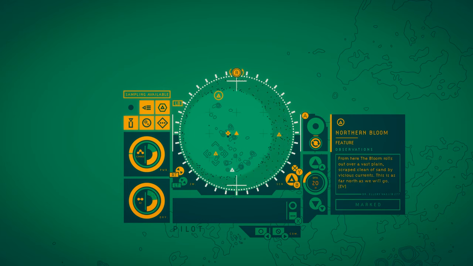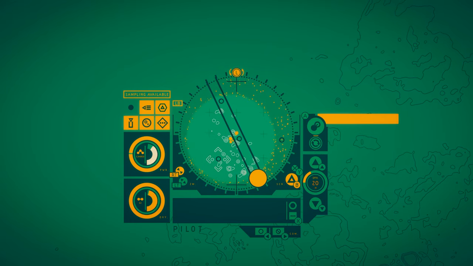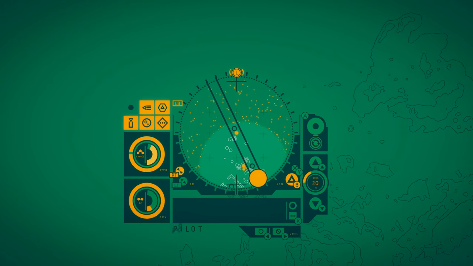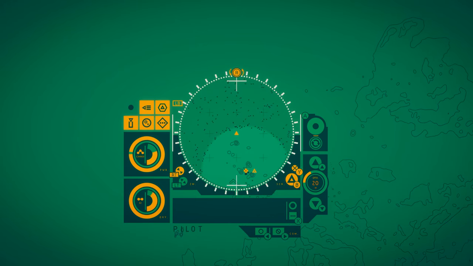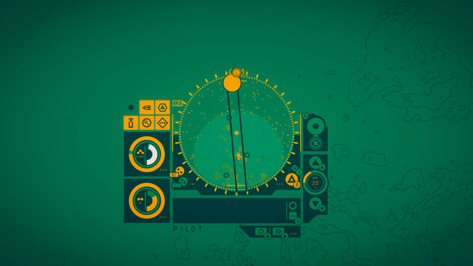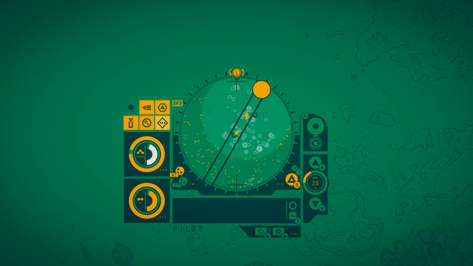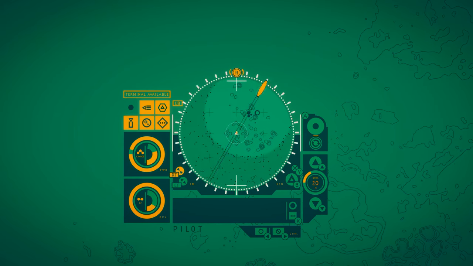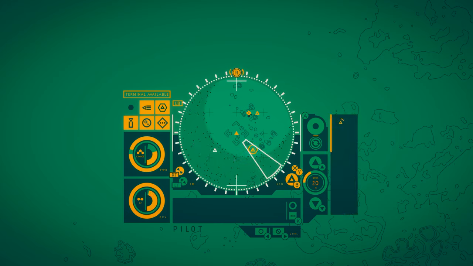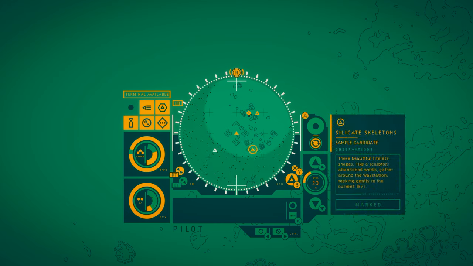Northern bloom. From here, the bloom rolls out over a vast plain, scraped clean of sand by vicious currents. This is as far north as we will go. Silicate skeletons. These beautiful lifeless shapes, like a sculptor's abandoned works, gather around the way station, rocking gently in the current.